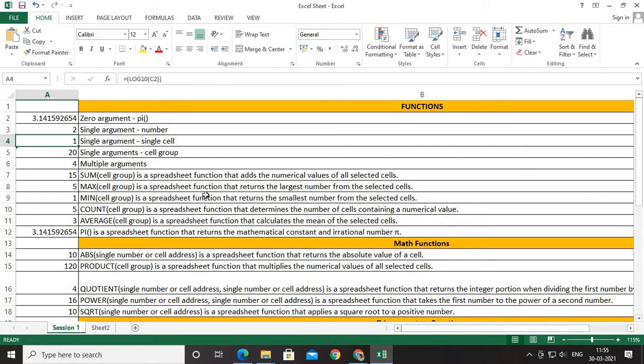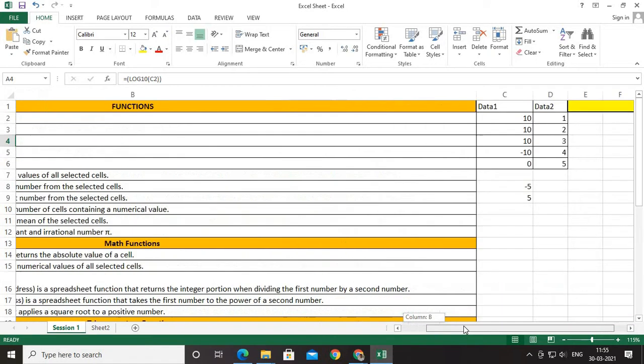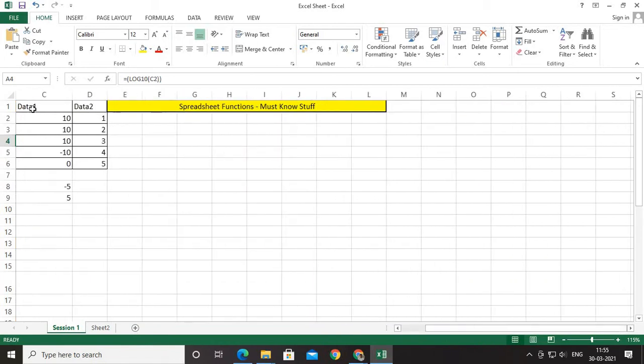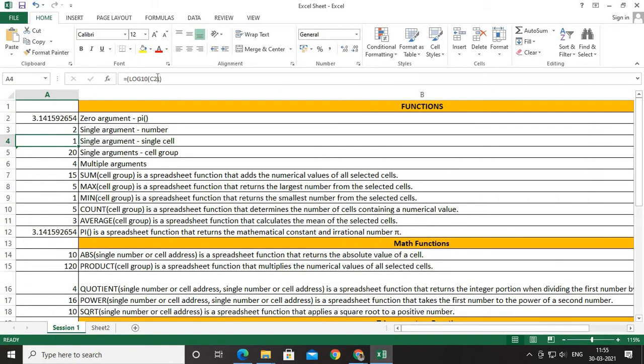Now it can also be a cell. Instead of you passing a number, you can as well pass the address, which I mean is the cell. You can see that I have got cell C, and C2 is nothing but 10. So I am passing the value C2 here, but as a cell, as an address. So that's also calculated. Log 10 of 10, and we got 1 as the result.